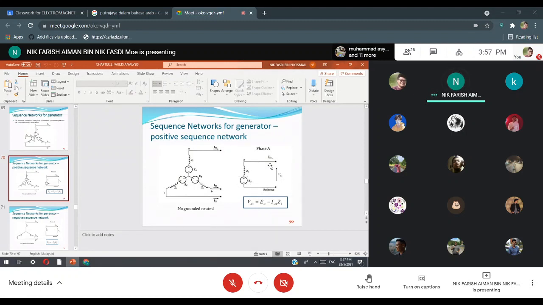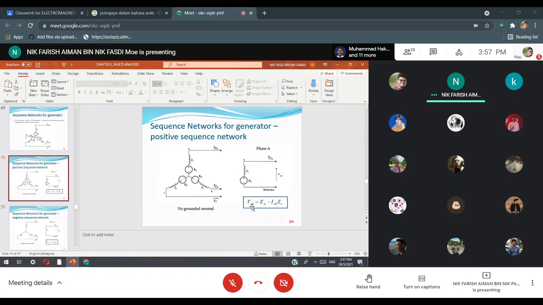Right, if we draw the equivalent circuit, this is the form. For the positive sequence, it has the EA, the EMF voltage source, and the internal impedance of the positive sequence. So we can determine the value of the terminal voltage here, VA1, or VA positive sequence, equivalent to the EMF voltage minus the voltage drop across the impedance.